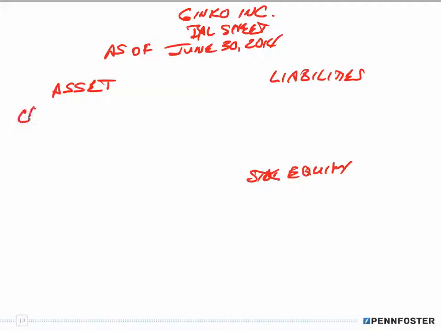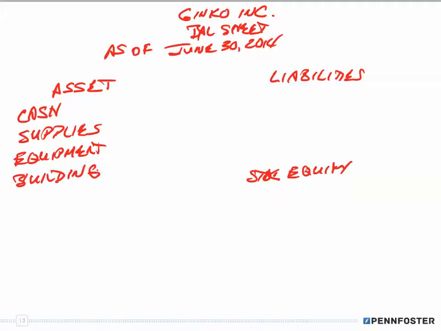So we list our assets, which are cash, supplies, equipment, building, and of course the first number gets the $ sign, and that's 16,000 for our cash. Our supplies were 1,100, our equipment was 9,000, and our building was 50,000.